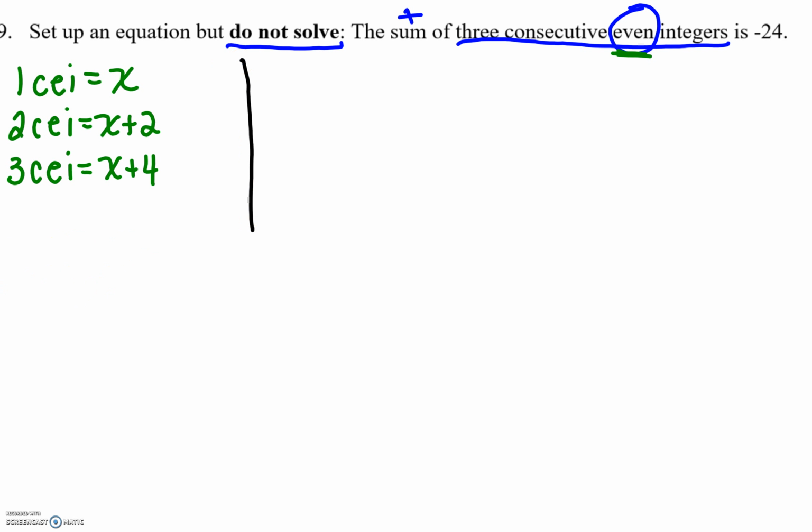So once you have your legend, now we're going to represent the sum of the 3 consecutive even integers equaling negative 24. So my first consecutive integer is x, and I'm adding it to my second integer and adding my third. And I know all together it's going to equal negative 24. So again, if we were to solve it, we're just going to combine like terms and subtract over our constants and divide by 3. But again, we're just setting up the equation for this problem.